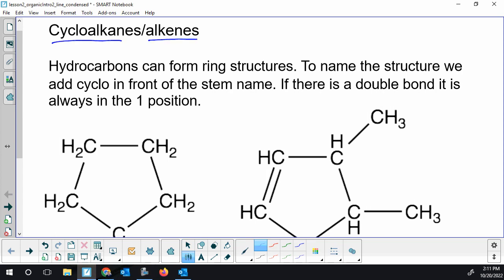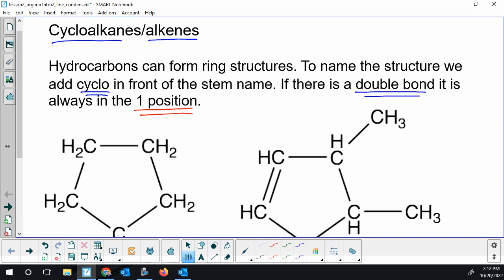So 2 separate families in this heading. These are hydrocarbons that can form ring structures. To name them, in front of the stem, we add cyclo to tell the reader to put it in a ring and not in a straight line. We need a little bit more rules if there's a double bond, because we don't have an end to count from. So IUPAC, who makes the rules that we all follow, says if you have a ring that has no end and there's a double bond, the double bond is going to be in the 1 position. And then we're going to build off that.